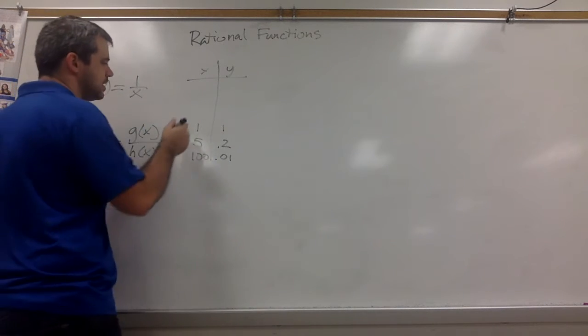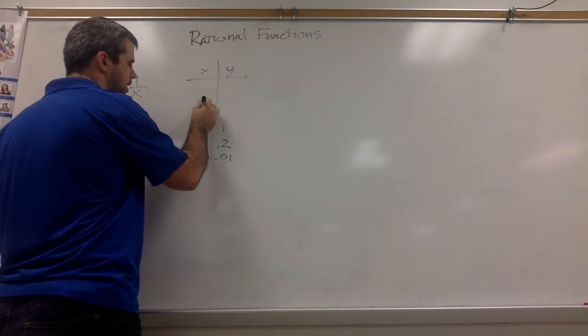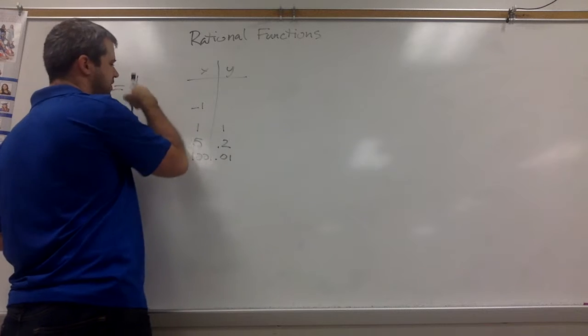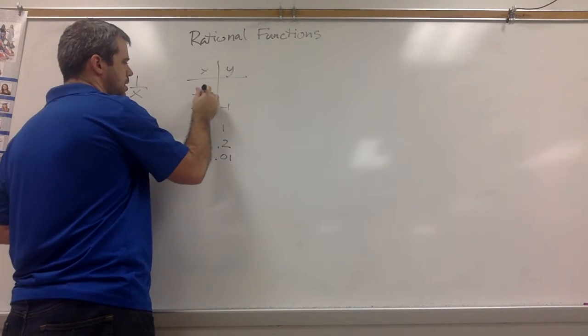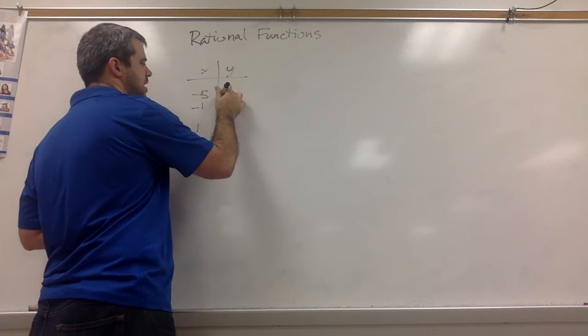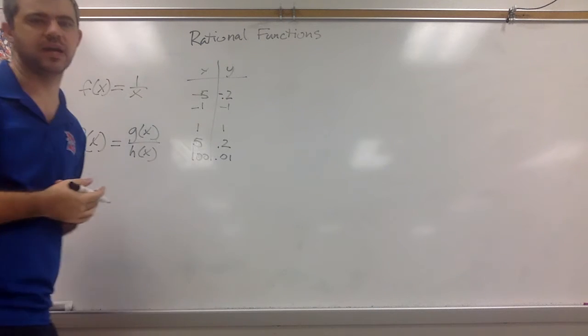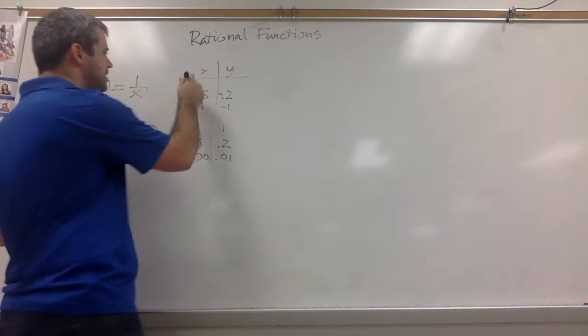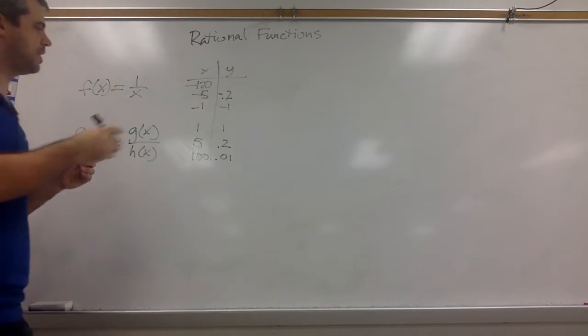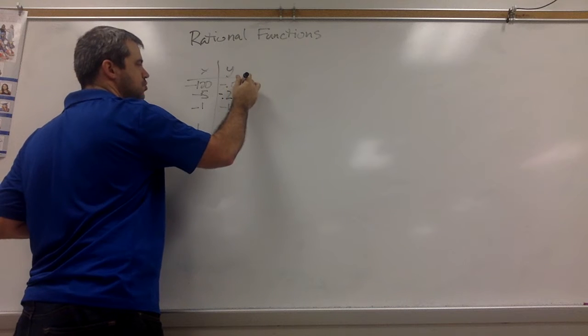Now, what about on the negative side? Same kind of deal. We've got -1. 1 divided by -1 is -1. 1 divided by -5 is -1/5 or -0.2. If I do -100, we get -1/100th.